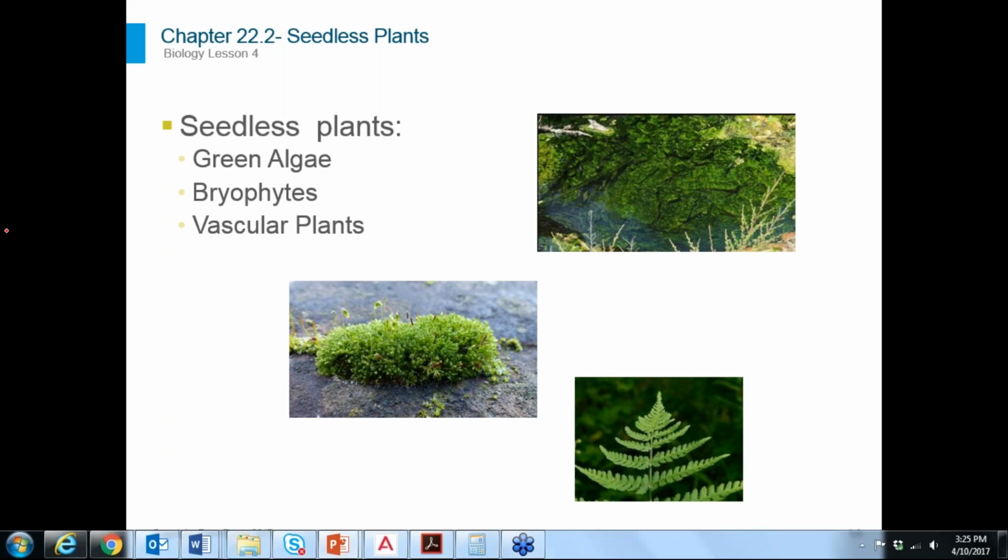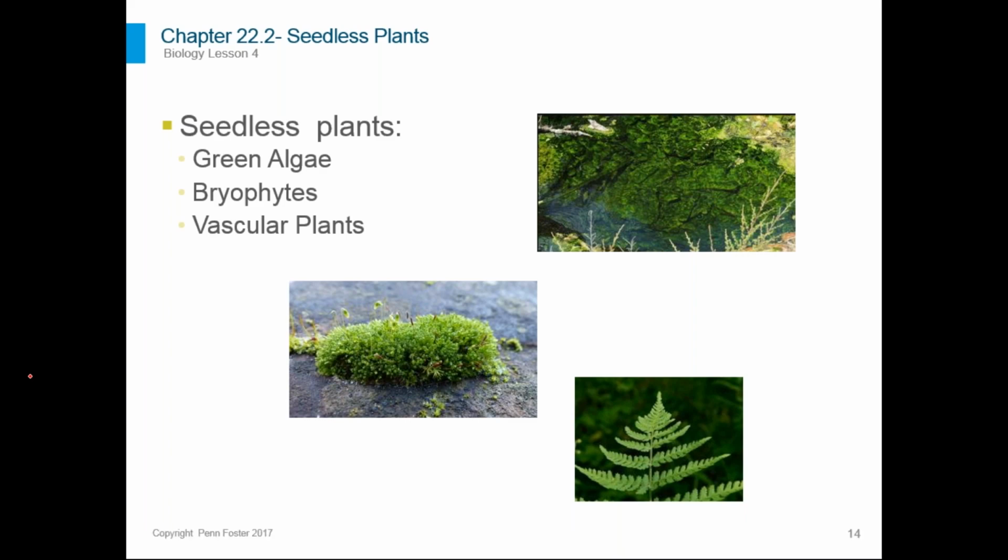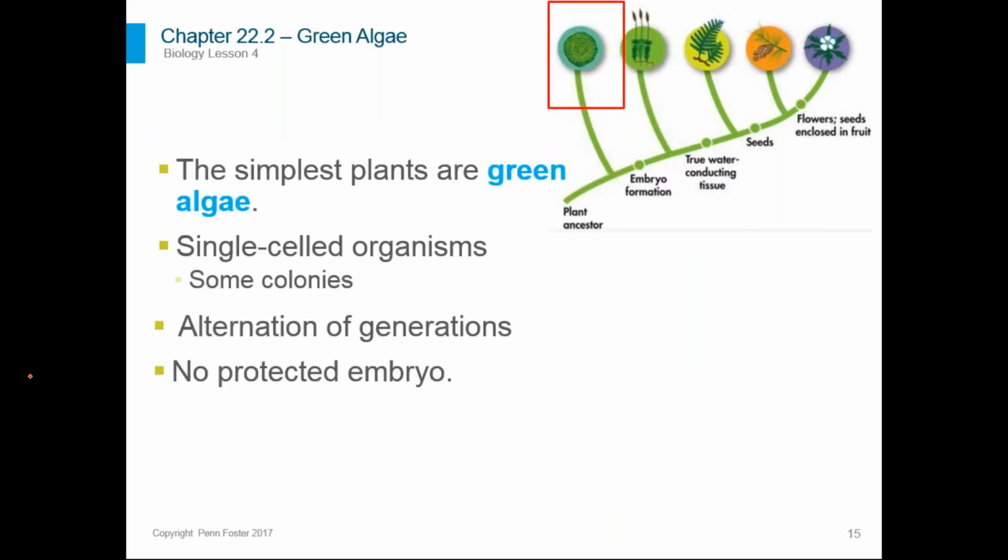So this next section is about seedless plants. So that's going to be green algae, bryophytes, and seedless vascular plants. So the simplest plants are green algae, and they appear here first on this cladogram of plants. They were the earliest to evolve. They appear right here before any of these features. So they don't have embryos, they don't have vascular tissue, they don't have seeds and flowers.